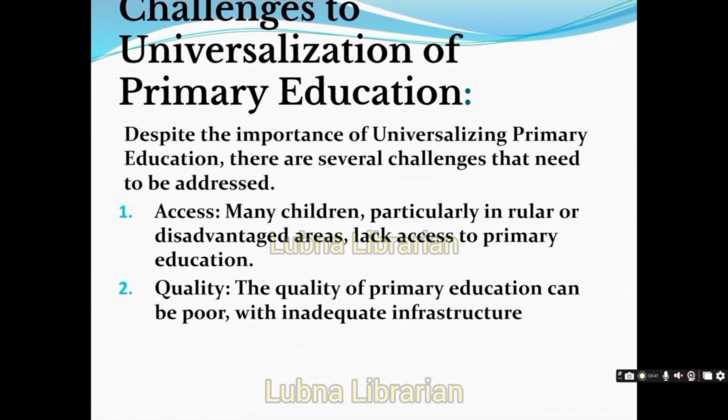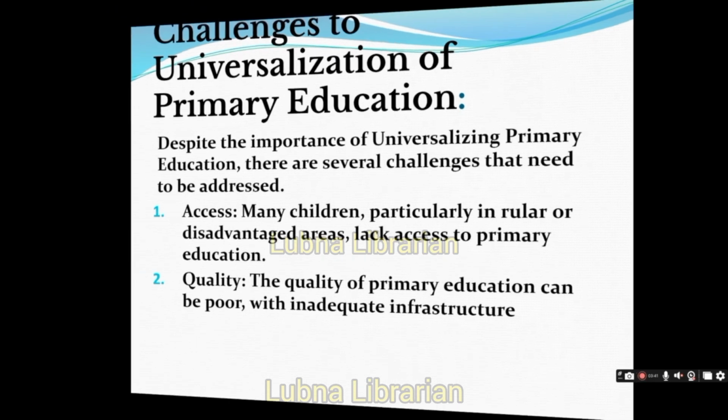Challenges to universalization of primary education. Despite the importance of universalizing primary education, there are several challenges that need to be addressed. 1. Access: Many children, particularly in rural or disadvantaged areas, lack access to primary education. 2. Quality: The quality of primary education can be poor, with inadequate infrastructure.